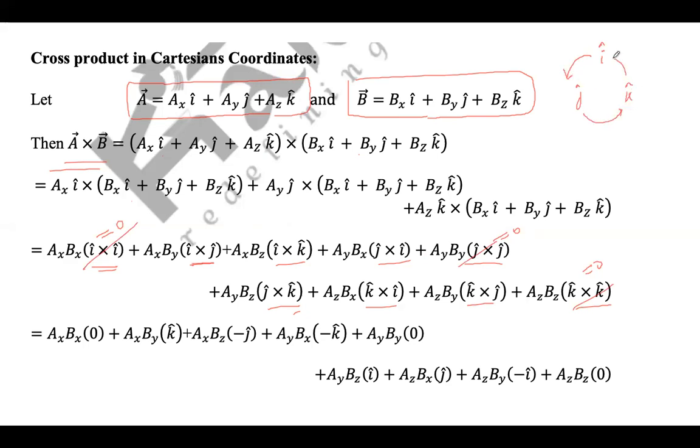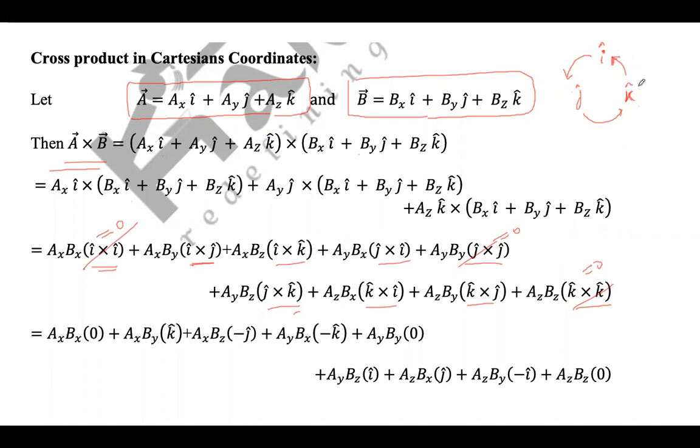Similarly, j cross k will be equal to i. This is the easiest method to remember. So what you do, when you multiply i and j, you will get k. You will multiply j and k, you will get i. So when you go towards the arrow, you get a positive sign. And when you go opposite to the arrow, you get a negative sign.